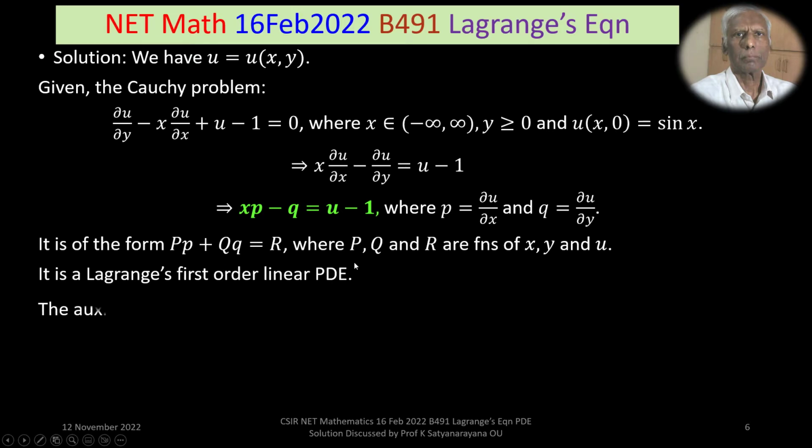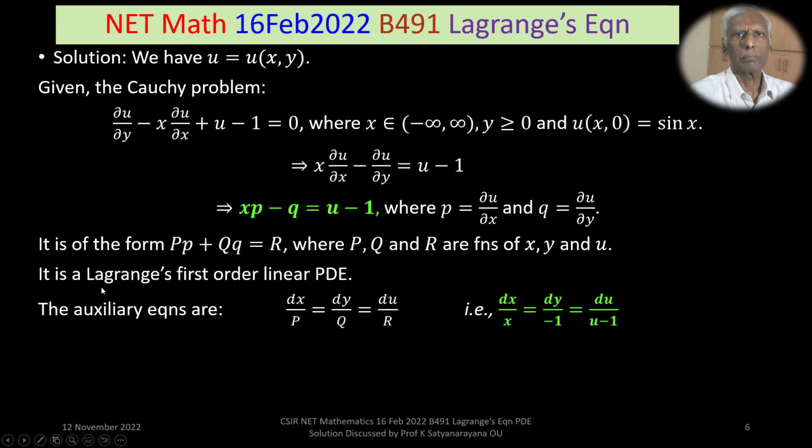And we write down the Lagrange's auxiliary equations. They are dx by P is equal to dy by Q is equal to du by R. And here P is x, Q is minus 1, R is u minus 1. That is dx by x is equal to dy by minus 1 is equal to du by u minus 1.